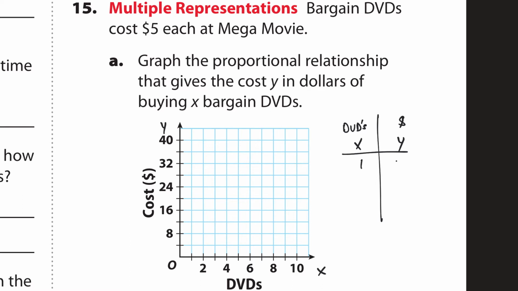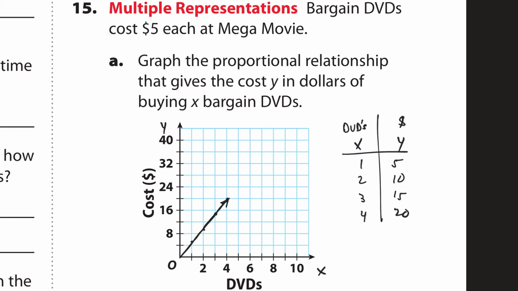So if you have one movie, that's $5. If it's 2 movies, it's twice that, $10. If it's 3 movies, it's $15. If it's 4 movies, it's 4 times 5, which is 20. Let's graph these points. 1, 5 would be about there. 2, 10 is about here. 3, 15, something like there. And 4, 20, right there. Okay, so if I draw a line through it, there you go.